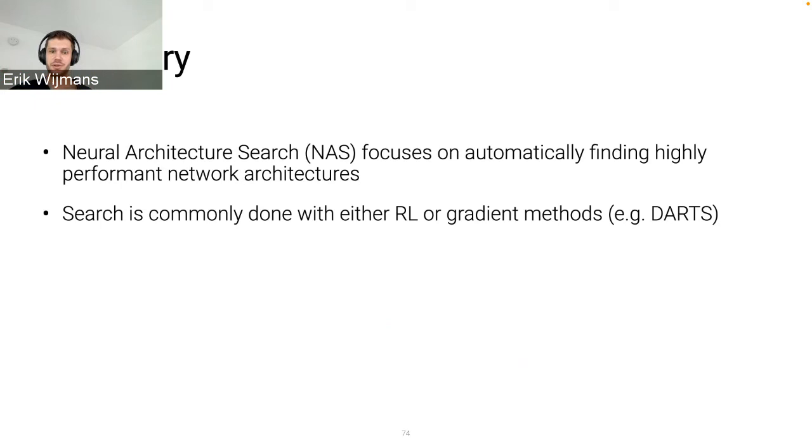And so searching for these things is commonly done with either reinforcement learning or gradient methods. Gradient methods have largely taken over within the literature due to them being much cheaper to compute. So more people tend to work on those because it's computationally feasible. However, the large companies are still doing a lot of reinforcement learning based methods, because that allows you to do this kind of multi-objective optimization where you both want things to perform well and you want them to be efficient in one way or another, be that memory efficiency or latency time.